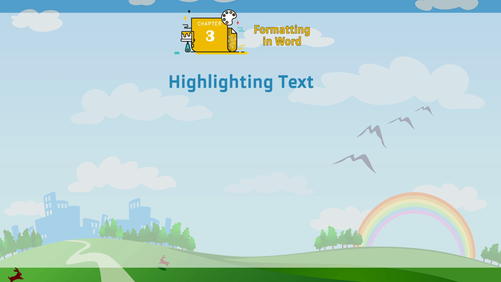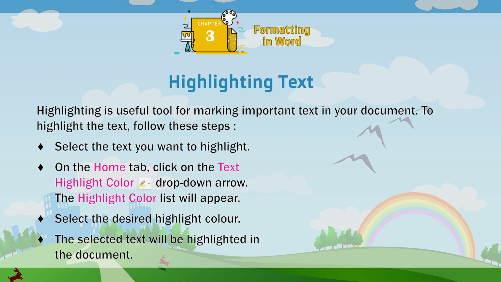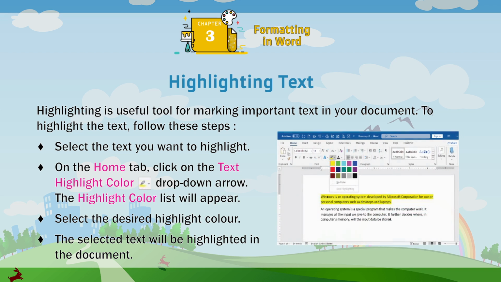Highlighting text. Highlighting is a useful tool for marking important text in your document. To highlight the text, follow these steps. Select the text you want to highlight. Open the Home tab. Click on the text highlight color drop-down arrow. The highlight color list will appear. Select the desired highlight color. The selected text will be highlighted in the document.